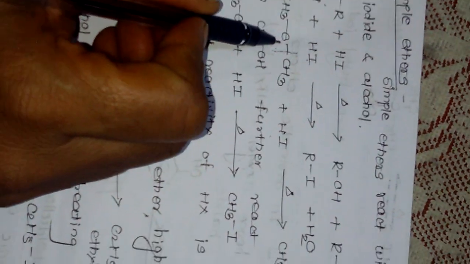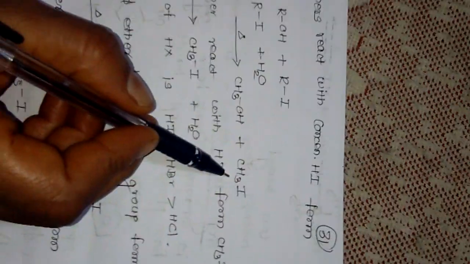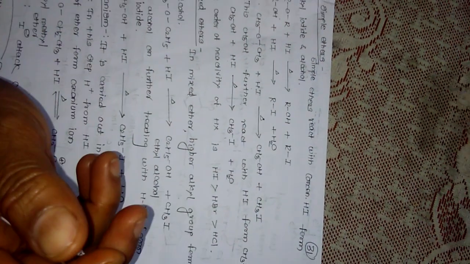How does this reaction take place? The bond breaks here. H attaches here, forming CH3OH. This CH3 takes this I. This forms methyl iodide. This alcohol, when we treat it with more excess HI, again forms methyl iodide and water. We know the HX types, HI, HBr, HCl and HF. HF we do not take. The order of reactivity is HI greater than HBr, greater than HCl. Why? Because iodine is greater in size. This bond easily breaks. So the reactivity of HI is greater.